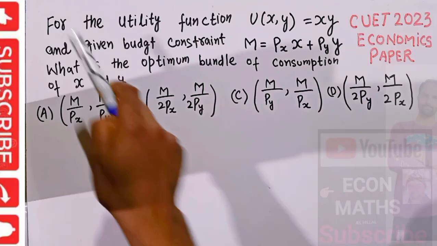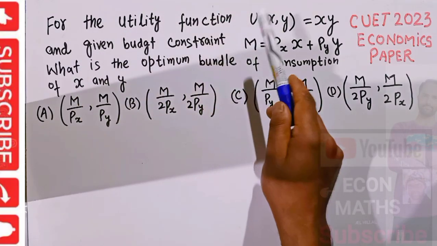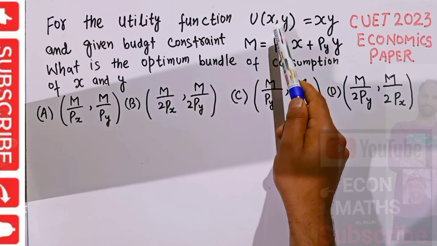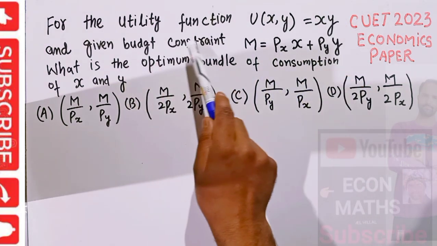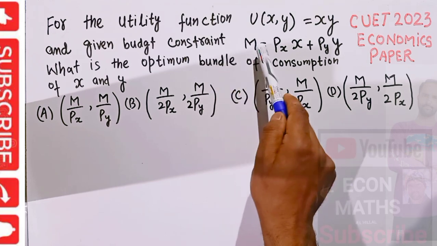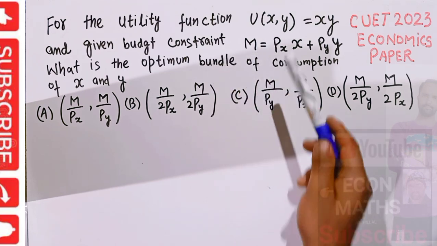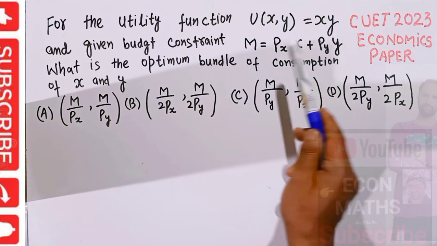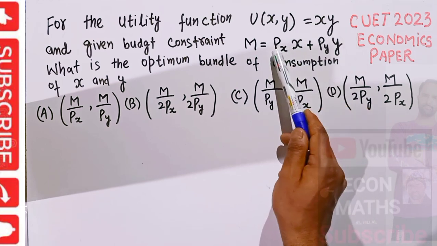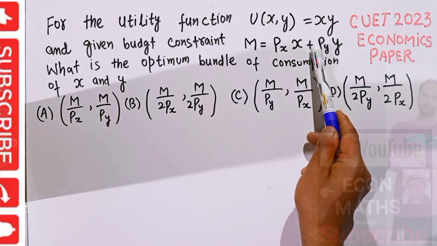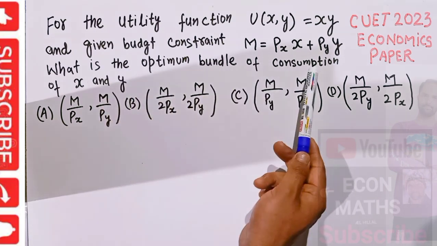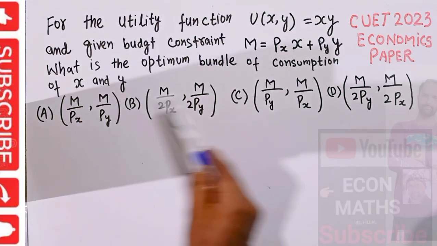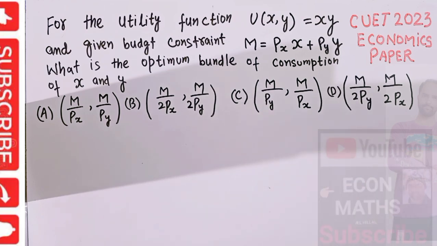The question is for the utility function u, that is, utility is a function of two goods x and y, which is equal to x times y, and the given budget constraint is total income, denoted by m, which is spent on two goods x and y, given the price of good x as px and price of good y as py. We have to find out the optimal bundle of consumption of good x and y. Options are being given, we need to find out the correct option.